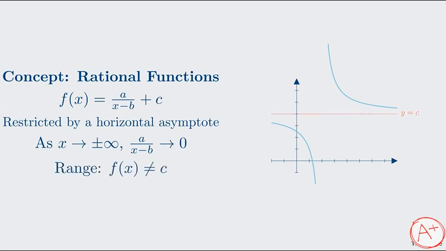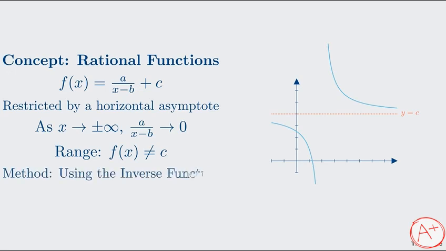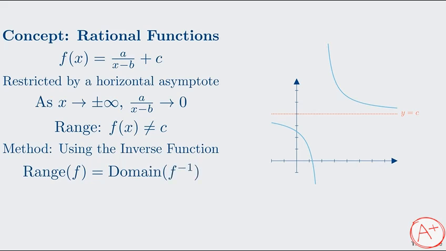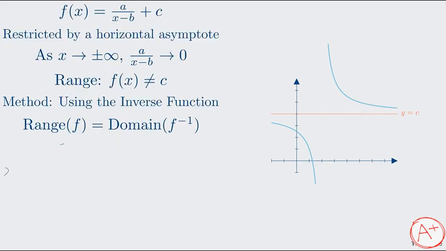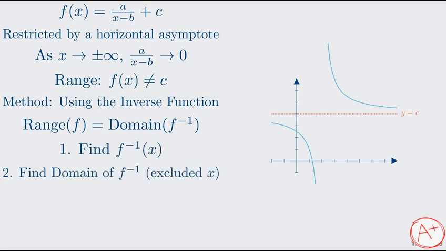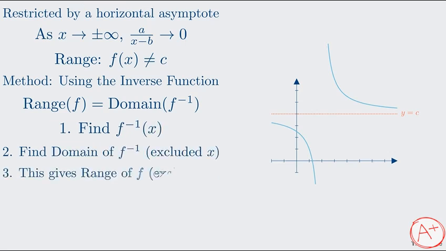A more advanced but highly effective method for finding the range of rational functions is to use the inverse. The range of a function is identical to the domain of its inverse. By finding the inverse function and identifying its excluded x values, we can definitively state the excluded y values of the original function.